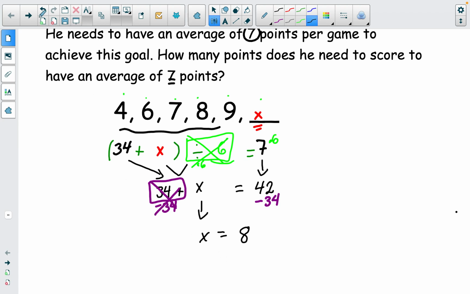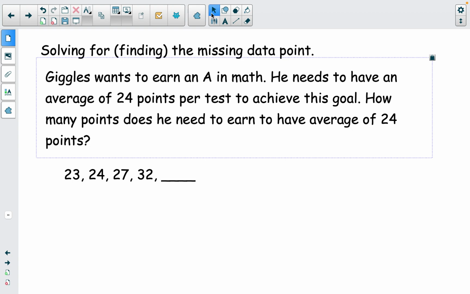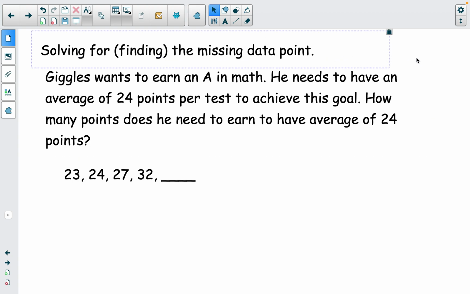Let's do the next problem. Get your paper set up. Get your paper set up. We are solving for, or finding, the missing data point.